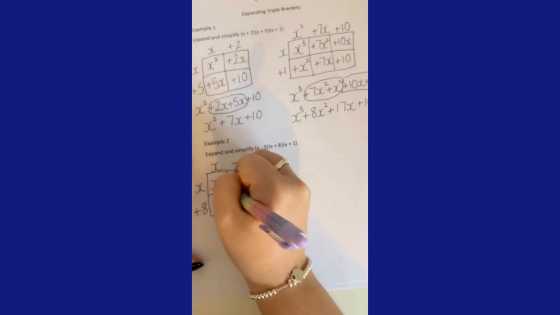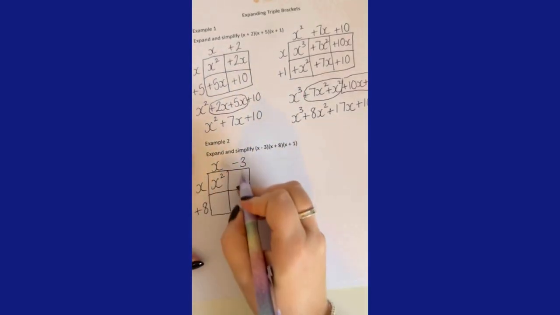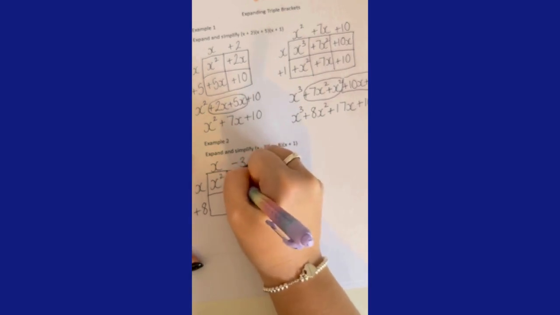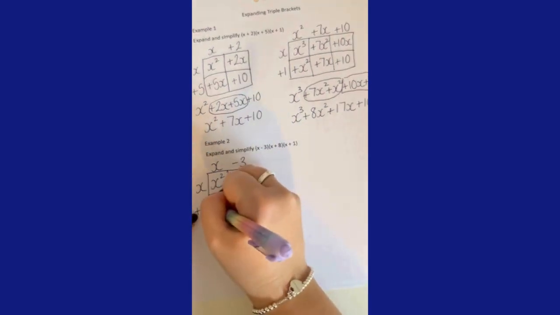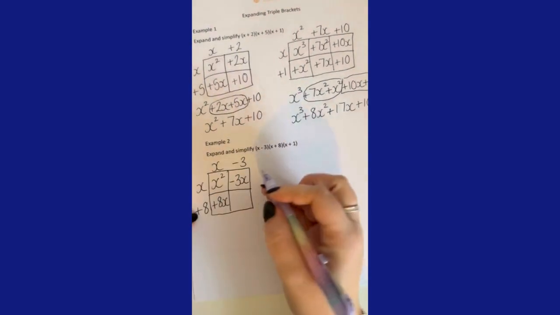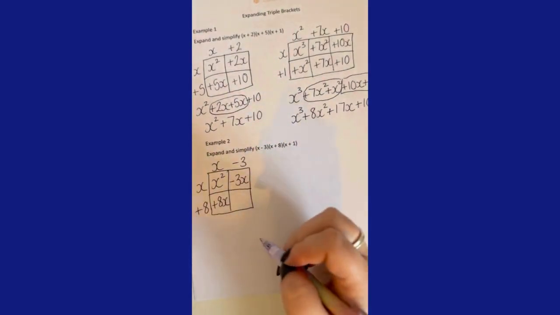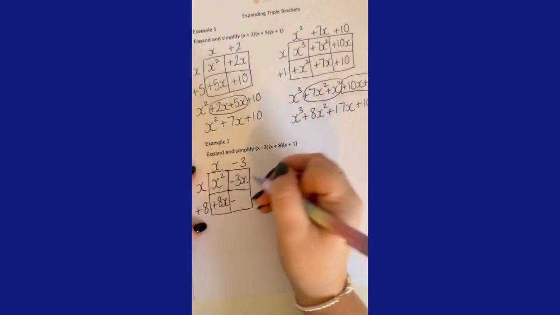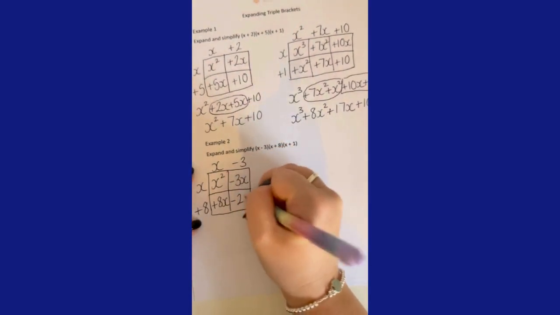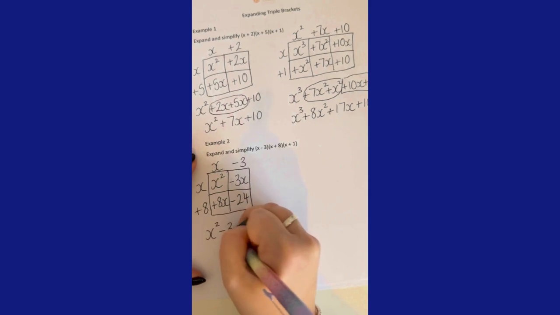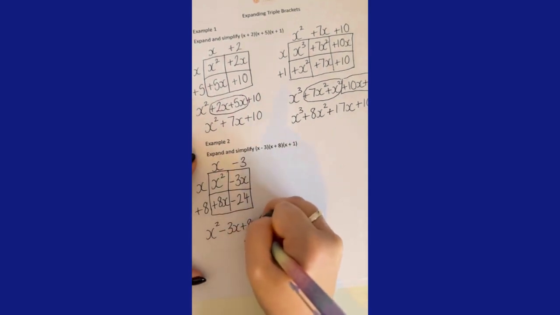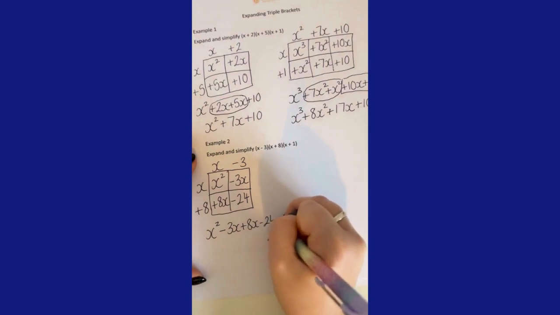x multiplied by x gets me x squared. X multiplied by minus 3 gets me minus 3x. Again, this is why it's really handy to have our signs written in. X times by 8 gets me plus 8x. And minus 3 times by 8, a minus times by a positive gets us a negative, and 3 times 8 gets me 24. So what I'm then left with there is x squared minus 3x plus 8x minus 24.